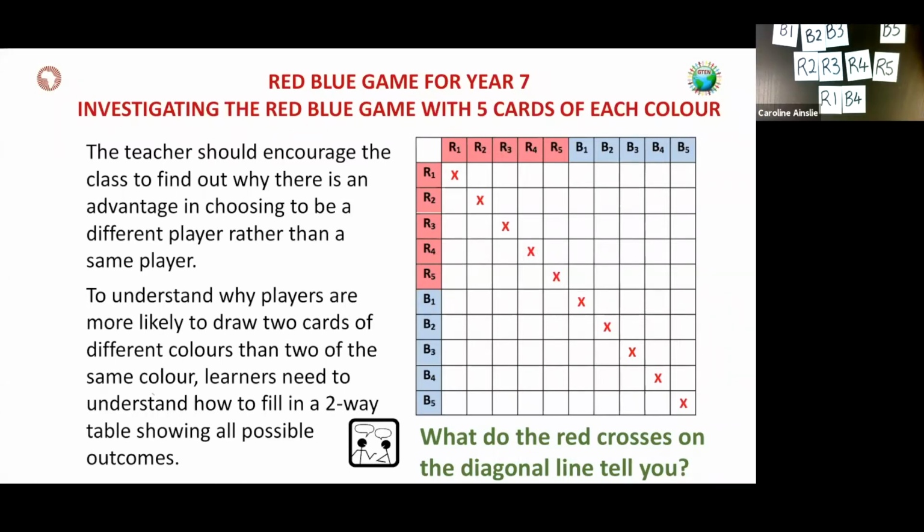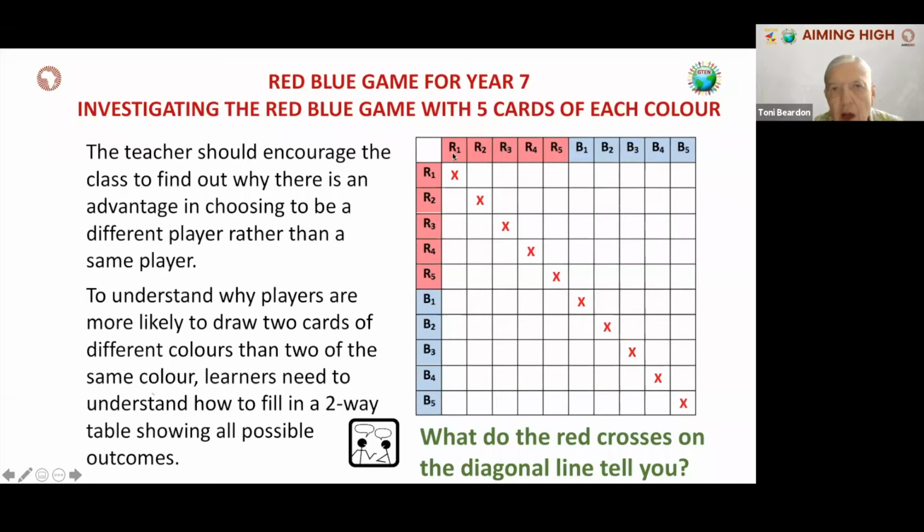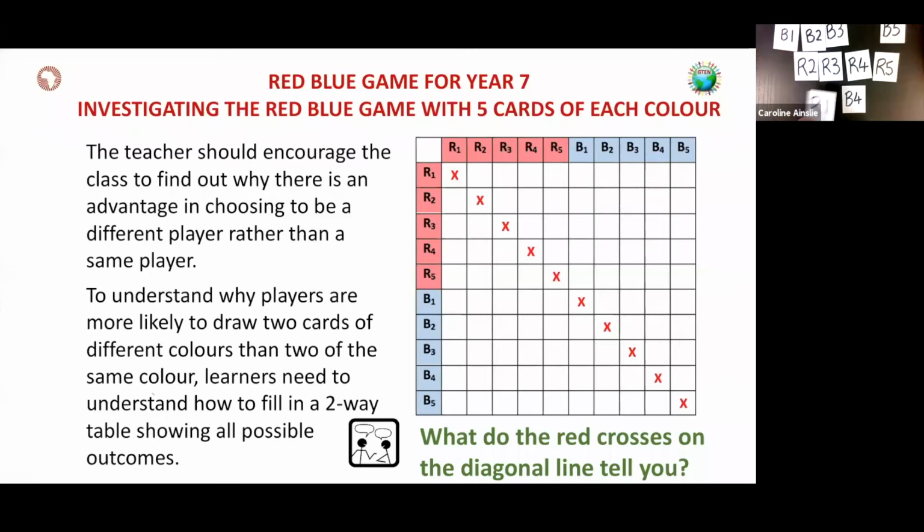Mohammed says the X's mean that it's not possible to pick those two cards. Mohammed's telling you the answer there. Why is it not possible? You see, the two cards where there's a cross are the same card twice. So I've only got one R1. I can't pick two R1s. I don't put R1 back in the hat. Once R1's out, it's out. And I can't pick R1 a second time.